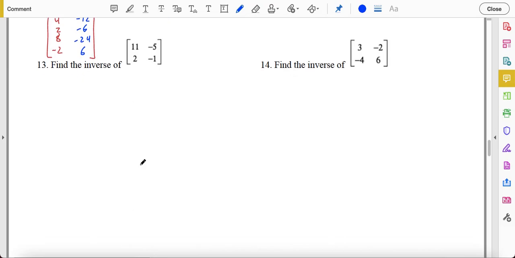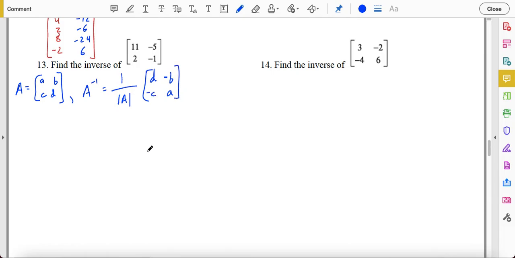All right, finding the inverses of matrices. If you're given a matrix A, here's the formula first. If matrix A is A, B, C, D, then A inverse, the inverse of A, is 1 over the determinant of A times a rearranged version of matrix A, where you swap A and D, so it goes D and A, and then you negate the other two terms, negative B and negative C. So that's how you find the inverse of the matrix.